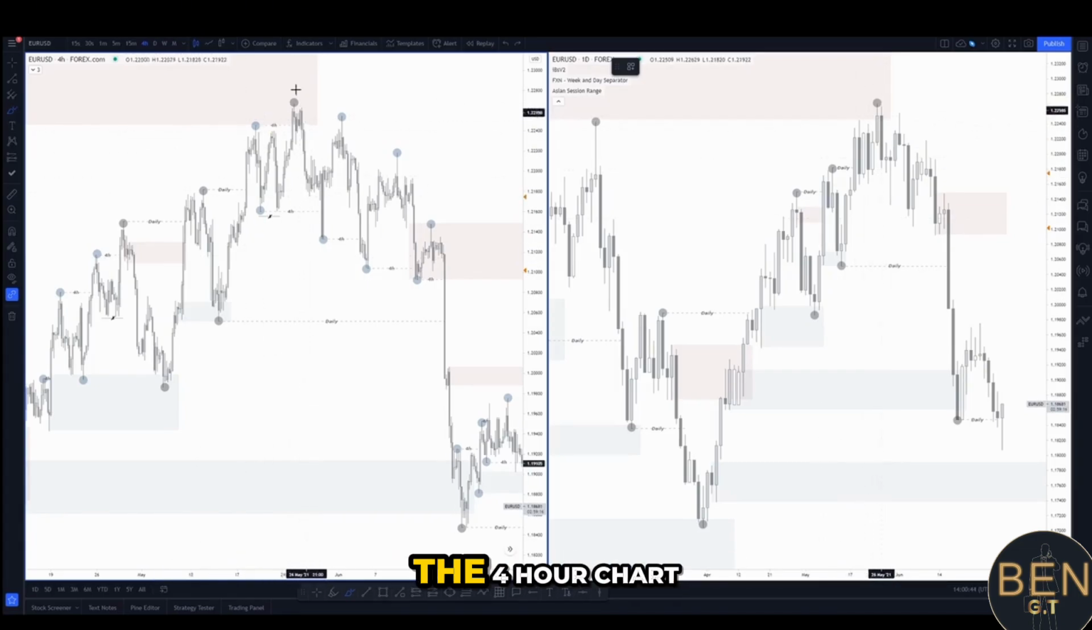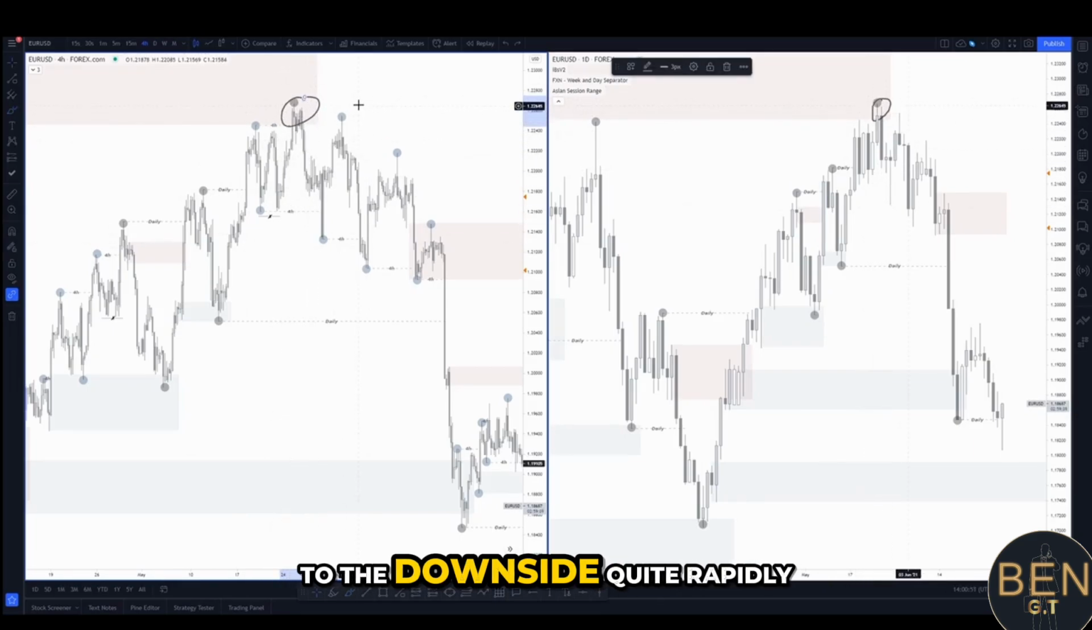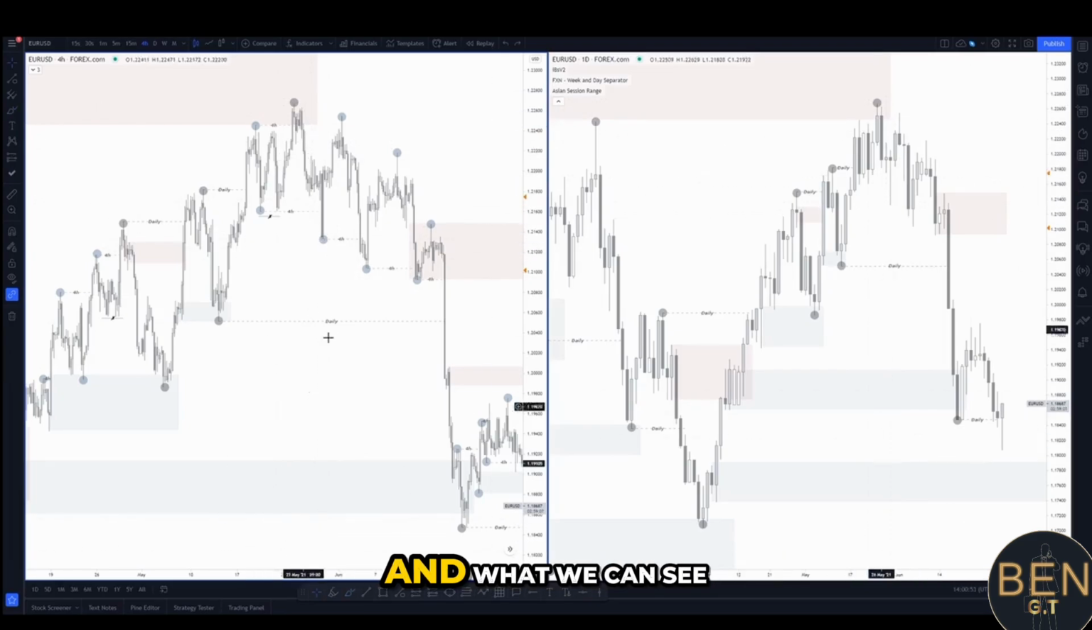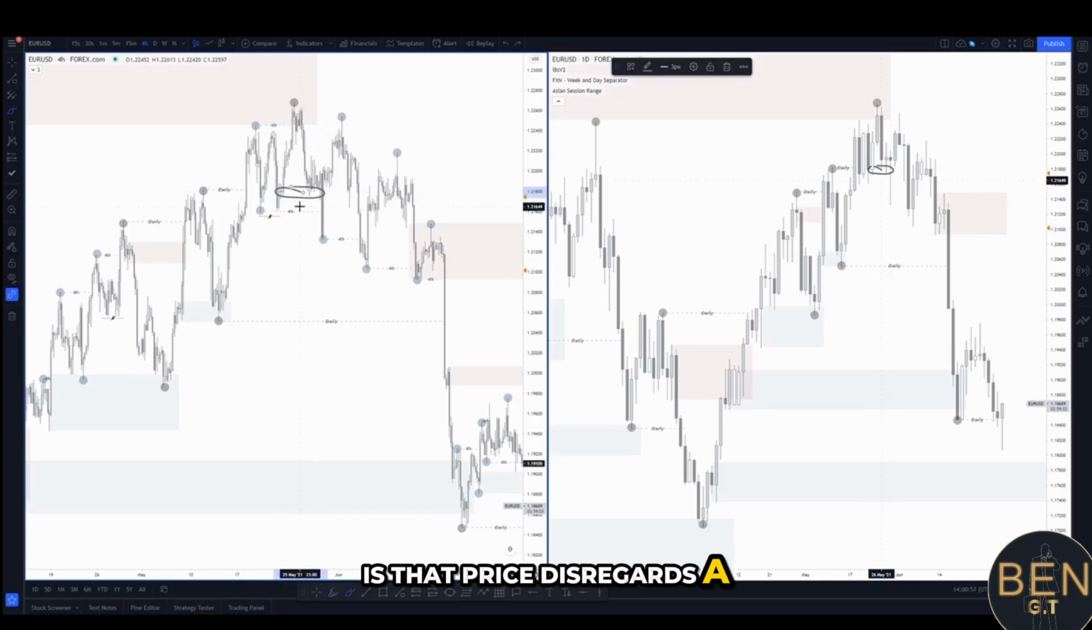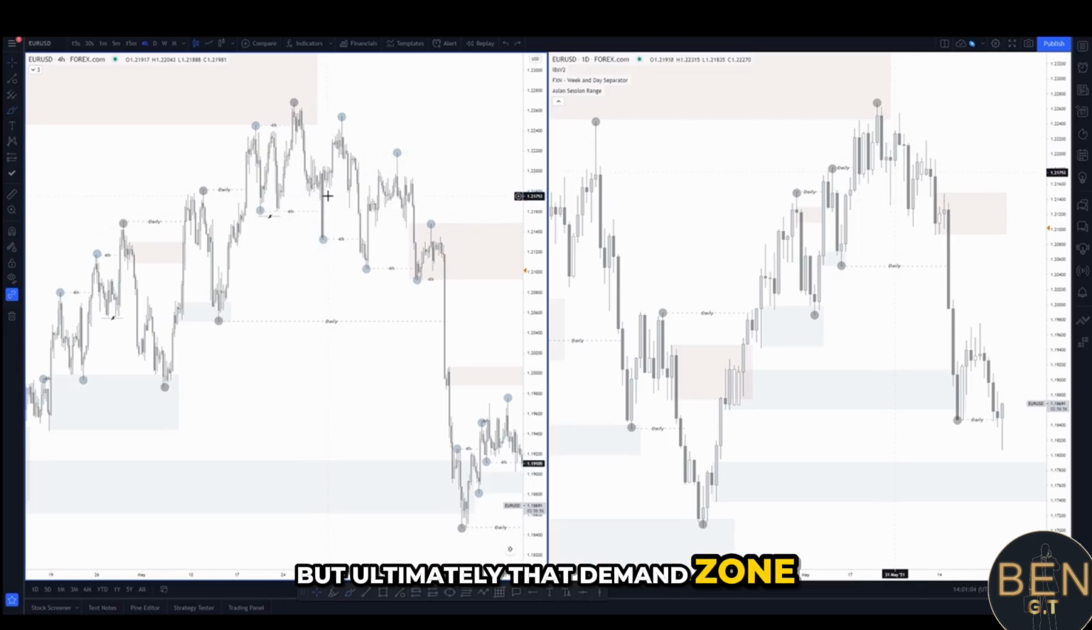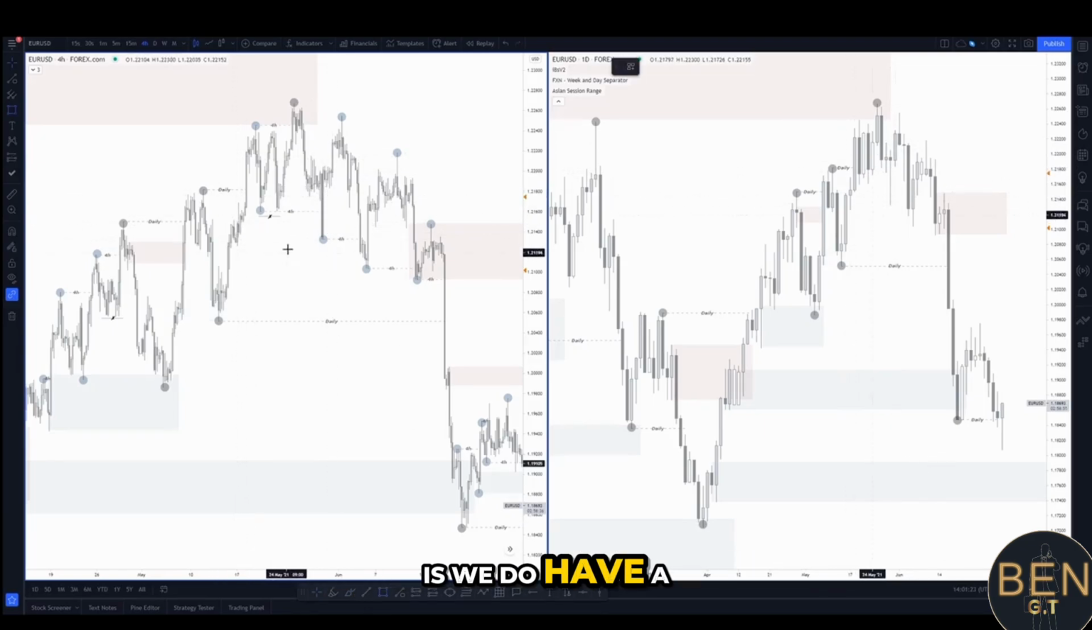On the 4-hour chart, once we tap into the supply zone, we see a large move to the downside quite rapidly. Initially, price disregards a demand zone almost immediately. We get a small reaction. Price does move to the upside, but ultimately that demand zone fails. But we do have another demand zone.